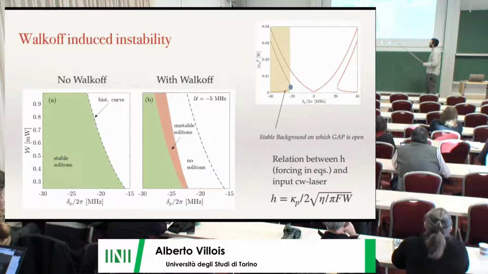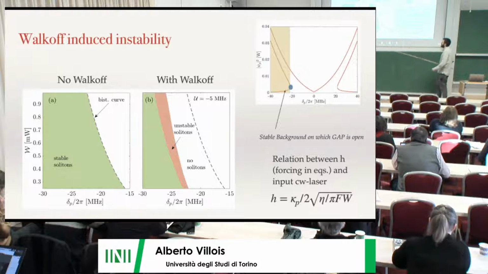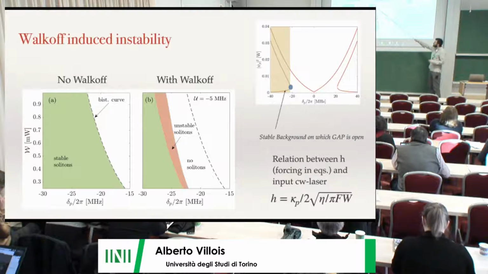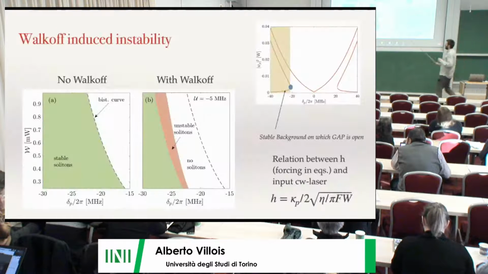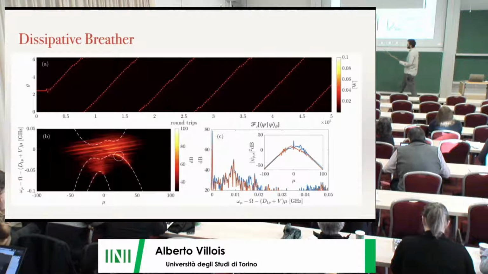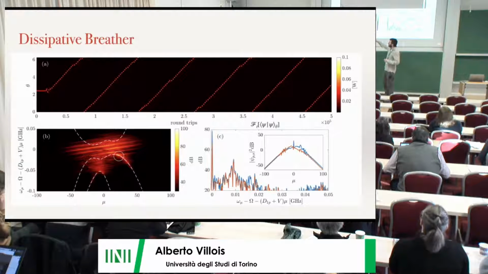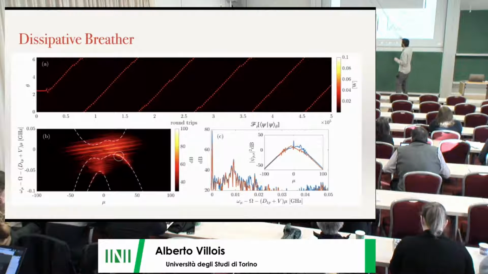But what happens when I do include walk-off? Then not only does the region in which solitons exist shrink, but there is also a region in which solitons become unstable. So I can now consider a point in this unstable region and run a numerical simulation starting with an initial condition of my soliton. I place myself in a frame of reference that moves with my soliton, which means this doesn't move. This is in time, in round trips. Then an instability starts developing, and we have the formation of a breathing structure.